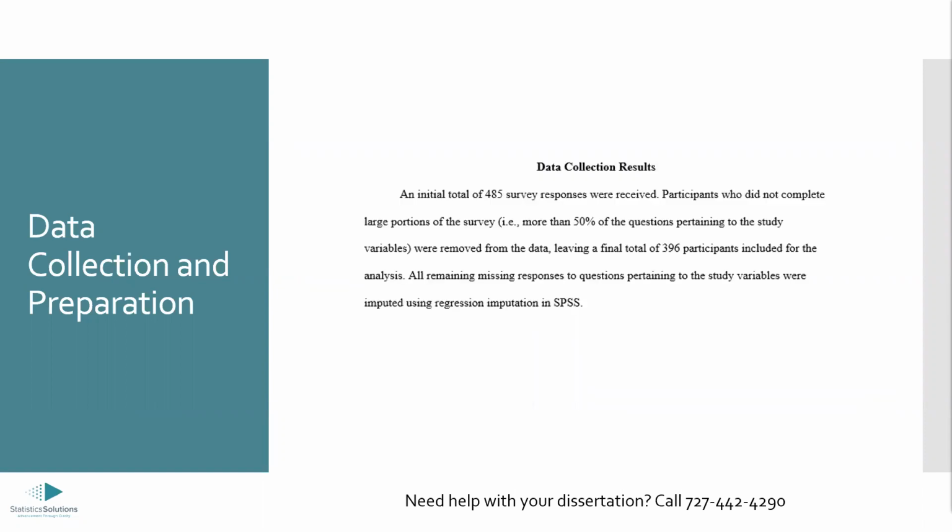And so now I'll just show a couple of examples of how this write-up of the data collection and data preparation might look. So in this excerpt, we start by saying we have an initial total of survey responses that we received. Then we state how we excluded some participants who did not complete a large portion of the survey. Then we state our final total sample size. And then we discuss how we dealt with missing responses. So in this case, we say that we're going to impute the missing responses using a regression imputation.